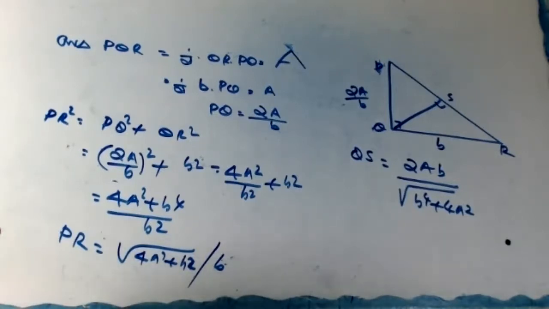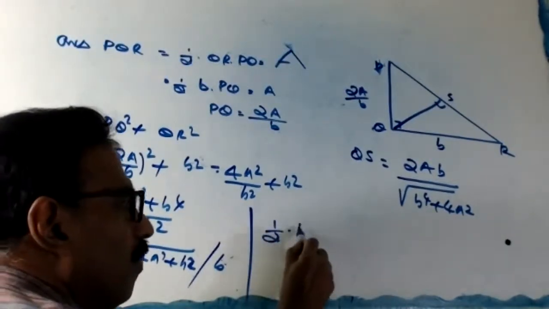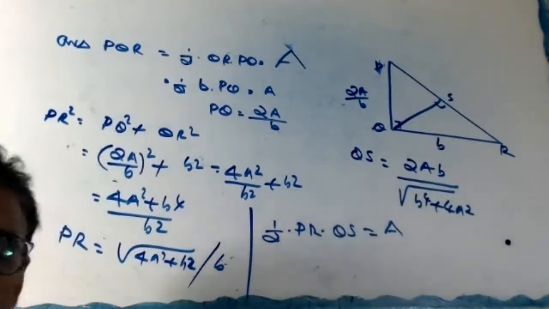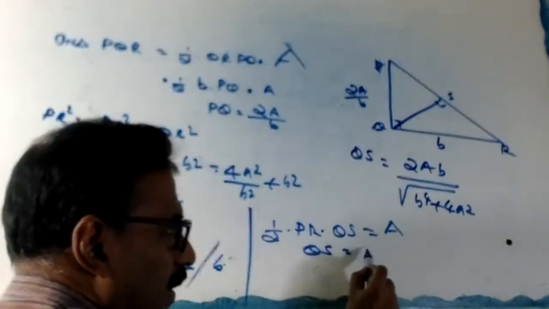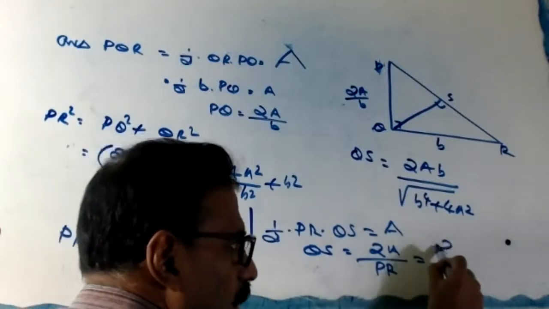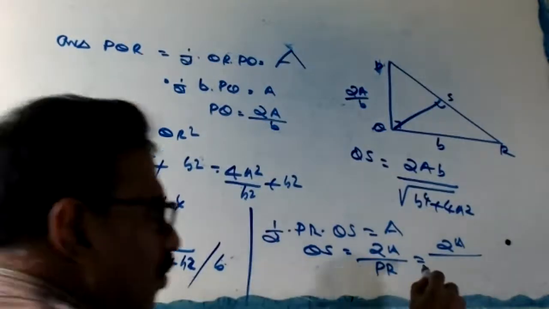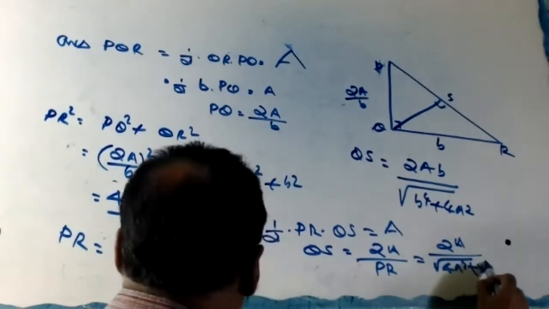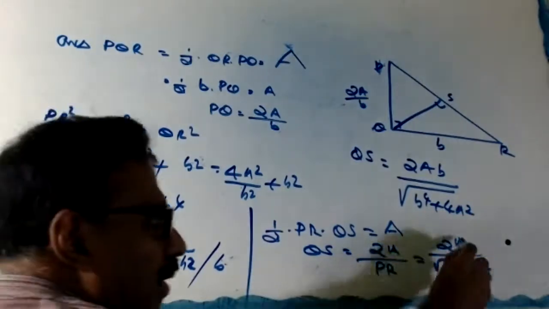Okay, now we got PR. So now look here. Half into PR into QS again A. Area is no change. So QS equal to our requirement, 2A divided by PR. 2A divided by PR is what? This one: root of 4A square plus B raised to 4 divided by B going up.